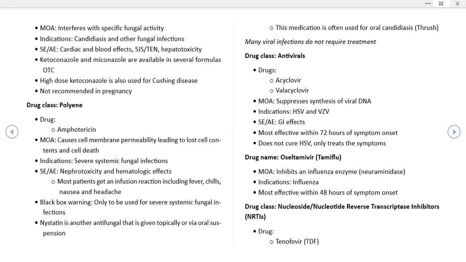High dose ketoconazole is also used for Cushing's disease, which we're going to learn about in the endocrine lecture if you haven't already. And the azole antifungals systemically are not recommended in pregnancy. Next, we have the polyenes.